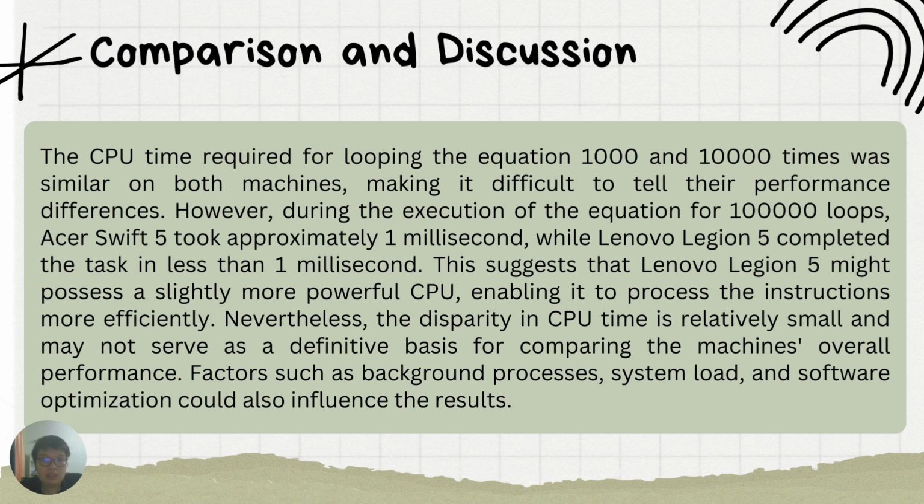This suggests that Lenovo Legion 5 might have a slightly more powerful CPU that can help it to process the instructions more efficiently. But the difference in the CPU time for both machines is relatively small, and we can't really use that as a reference to compare the machines' overall performance, as the small difference might be influenced by some factors such as background processes, system load, and software optimization.